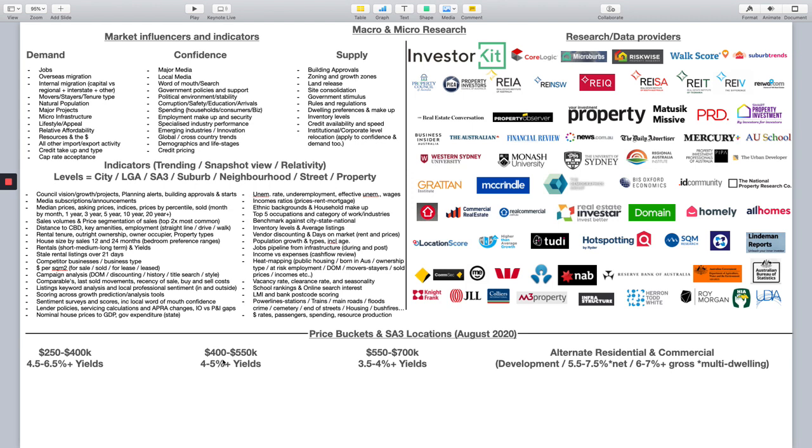Now, with regards to the next part, alternate residential and commercial, this is where things get a bit more active in a portfolio. Development deals, higher cash flow deals, duplexes, triplexes, unit blocks, and even boarding houses and commercial property. So when we're typically looking at locations, we like to look at these price buckets, and then what's not shown on this report, because this is for the purpose of the video, is what would usually be under here is locations that we give the green light, tick off, and are buying in, whether it be for a quarter, 6 months, or 9 months, depending on the buying window we see.